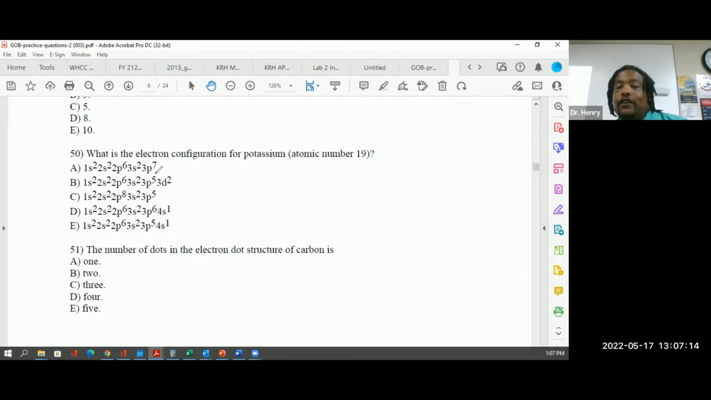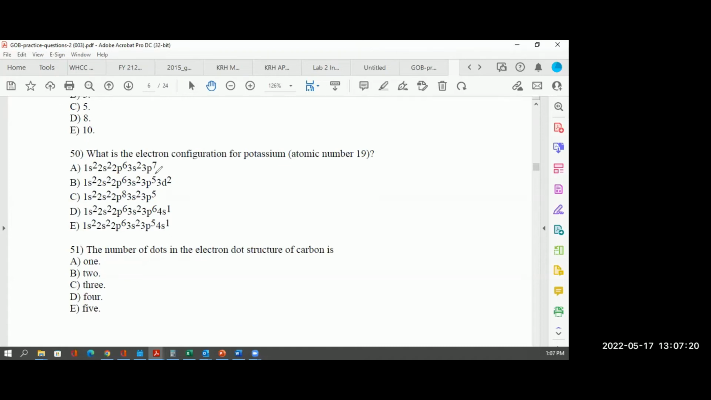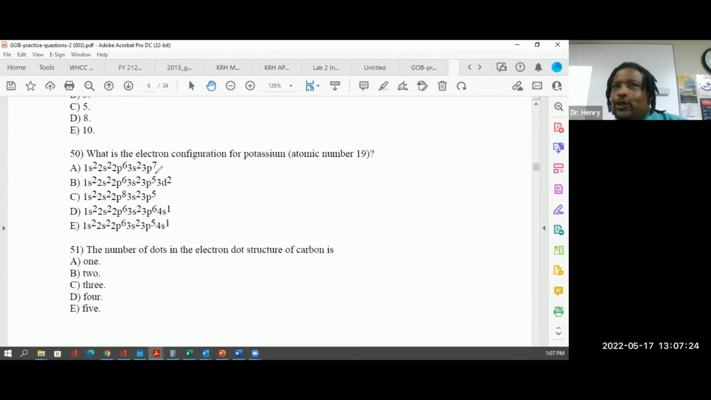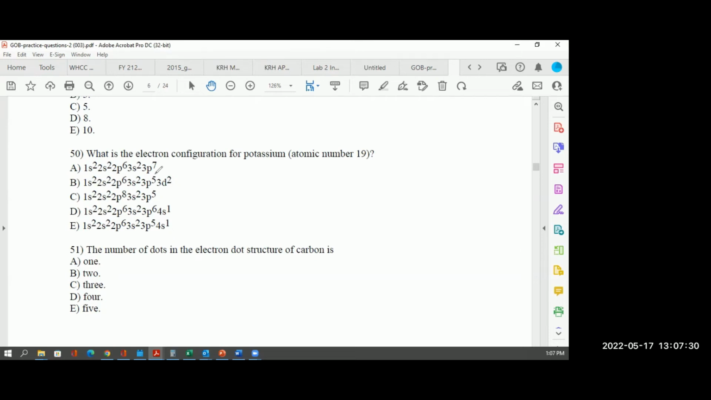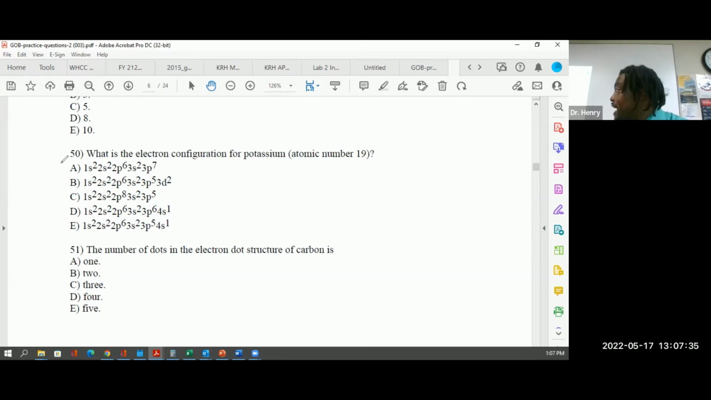The P sublevel can only hold how many electrons? Now, if the S holds 2, the P has to hold how many? Because there's 3 orbitals, and each orbital can hold 2 electrons. 6. So P holds 6. So we know that A can't be right because you have P having 7. So that's wrong.